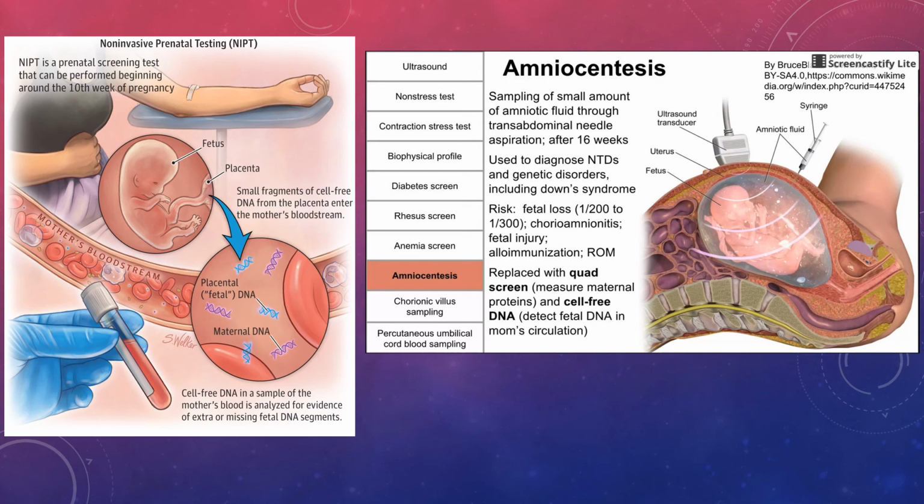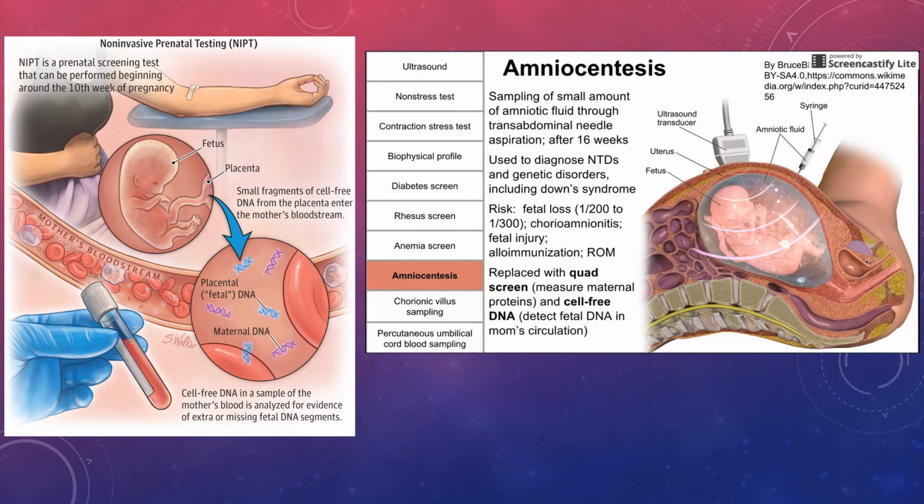So a blood sample from the mother is being taken, and as you can see in the picture, you see a fetus. This is the placenta, okay, and in the placenta there will be placental fetal DNA, which is shown by this blue color DNA, and this purple color DNA is the maternal DNA, of the mother. So small fragments of cell-free DNA from the placenta enter the mother's bloodstream.